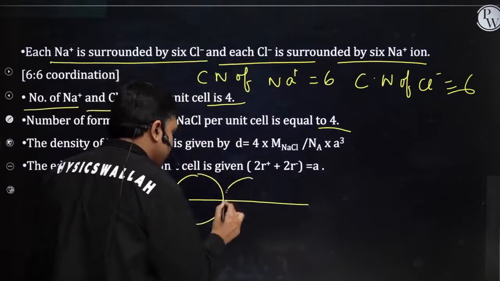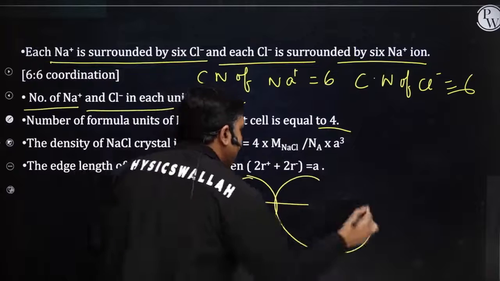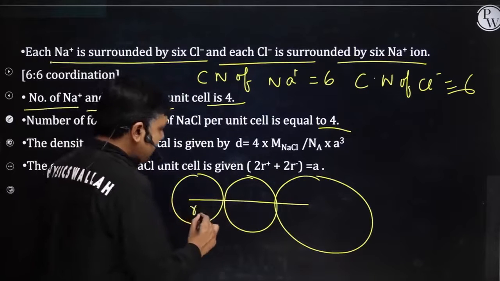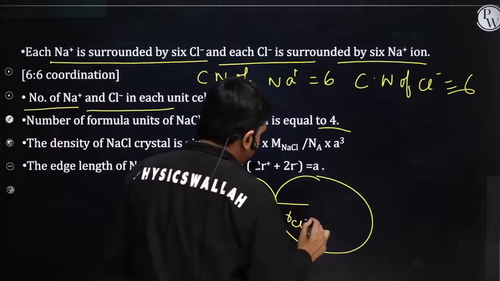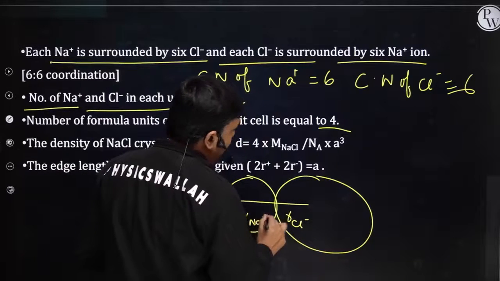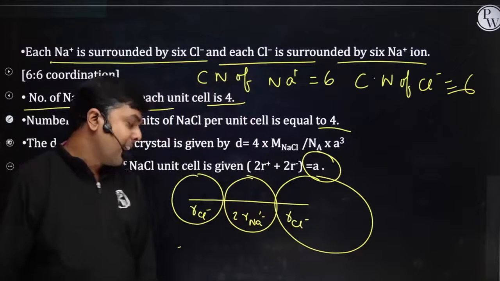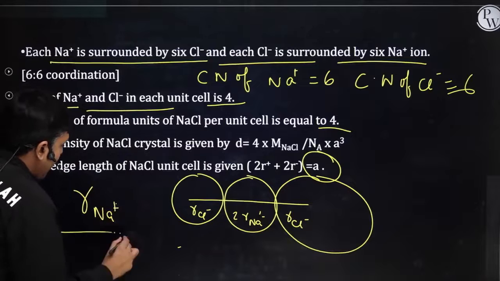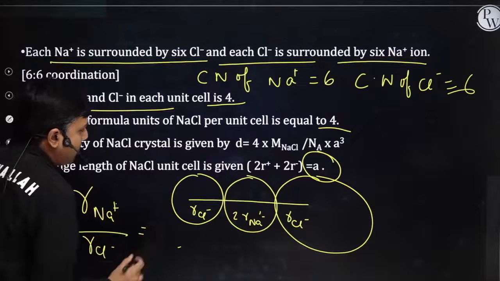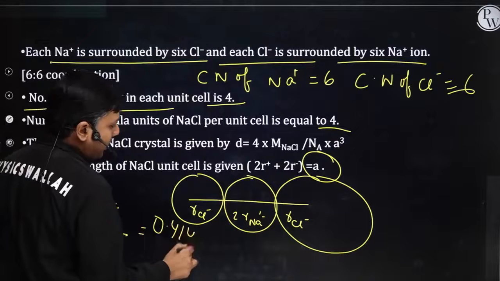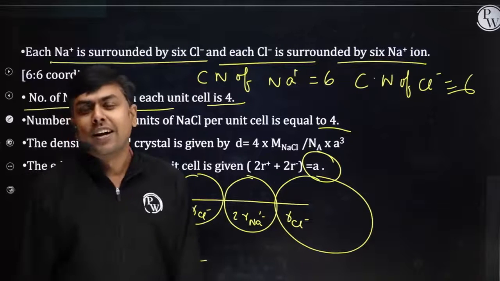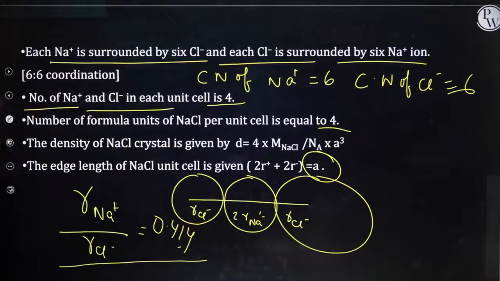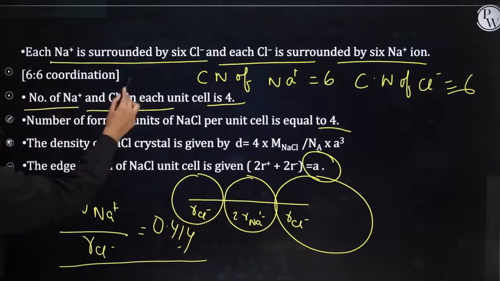Cation, anion. 2 into R of Cl minus plus 2 into R of Na plus has to be equal to edge length. At the same time, R of Na plus upon R of Cl minus has to be equal to 0.414, right? All these things I have told you earlier only. Shall we move ahead? Let's move ahead. But before that, please copy it. 6:6 coordination number.